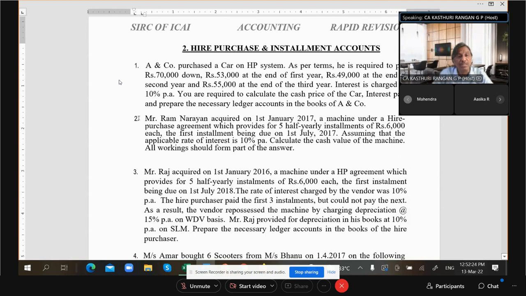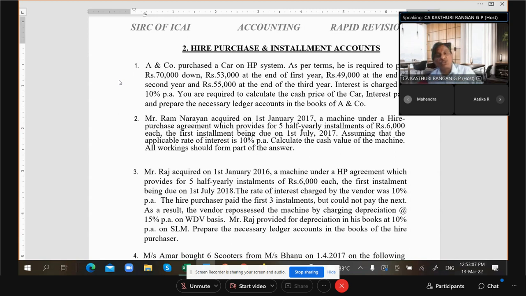Now, let us first do the second problem. How to find the cash price. The installments are 5 half yearly, each 6,000. Rate of interest is 10% per annum. Understand carefully. Installments are half yearly, but interest rate is given per annum. So when you pay half yearly installment, you apply 10% or 5%. For 1 year, rate of interest is 10%. But installment will be paid every half year. Therefore, in every installment, interest will be 5% only, not 10%. So you have to remember that carefully.